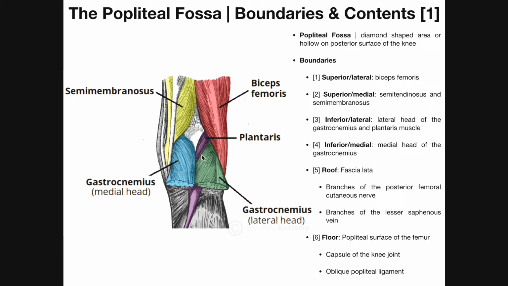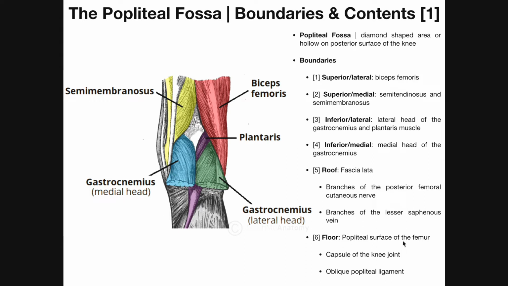And then we have the inferior lateral border. This is formed by the lateral head of the gastrocnemius, but also the plantaris muscle. Most sources won't include the plantaris muscle, but it is there. And the plantaris muscle is deeper, so it's kind of between the floor of the popliteal fossa and the gastrocnemius lateral head. But again, it makes up that as well. And this space in here, which is going to have some contents that we'll see in a minute, is the popliteal fossa. But it also has a roof and it has a floor.